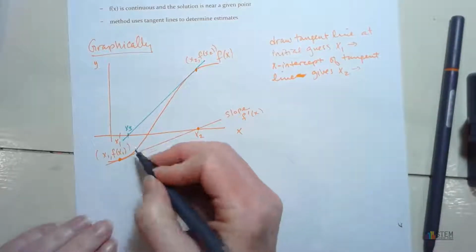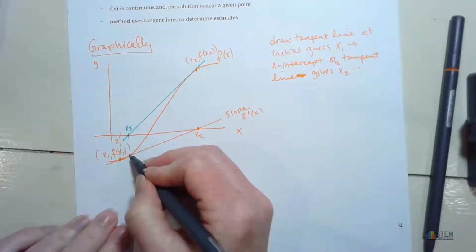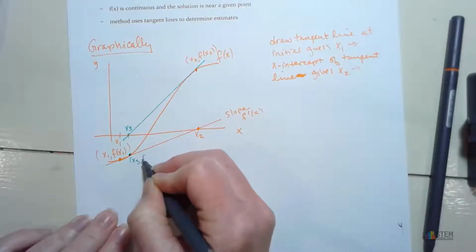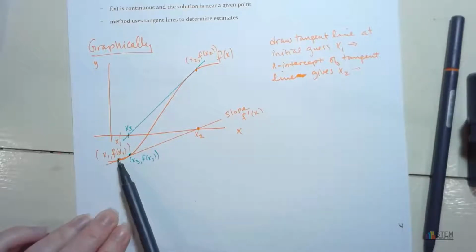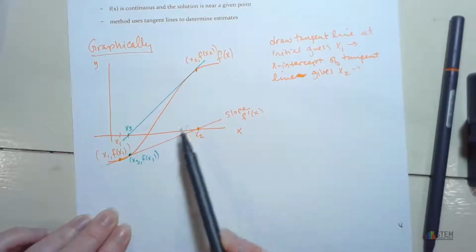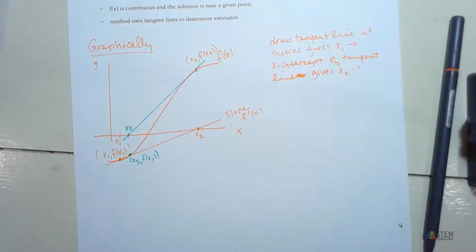All right, now you do the same thing. So we drop down here on our function. We'd have this x3, f of x3, and then if we needed to, we would draw another tangent line, see where it crosses the x-axis, and so on and so forth.